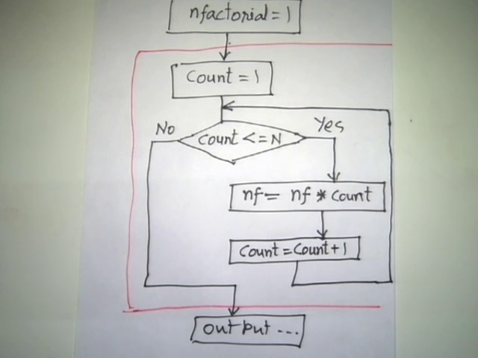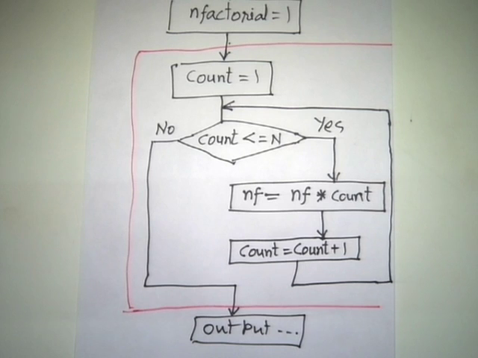Repeat whatever instructions are given, starting with count equal to 1 and continuing till count is less than or equal to n, but every time increasing the count by 1, but execute those instructions in between. This is a very neat way of doing things. Suppose n was 5. Then effectively I want this repetition to be done how many times? 5 times.